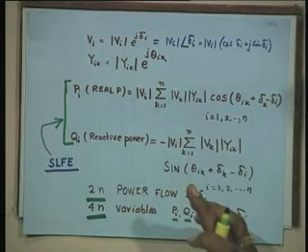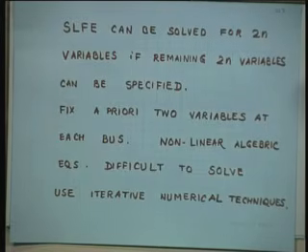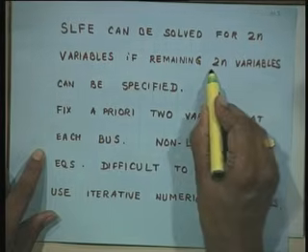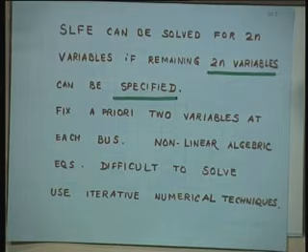So, we should know the system and then be able to assume 2n variables, so that the remaining 2n variables can then be easily solved, because we have 2n equations anyway with us, and that is why there is a need to assume 2n variables. The SLFE can be solved for 2n variables if the remaining 2n variables can be specified. This is what I was talking about so far, and this can be done because we know our system so well.